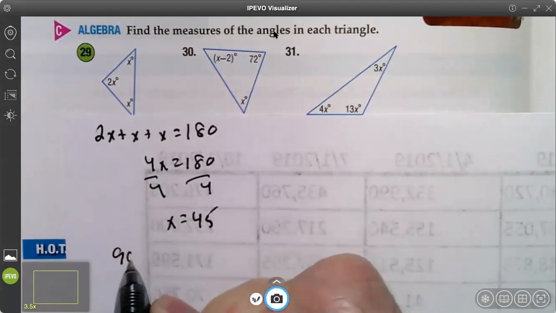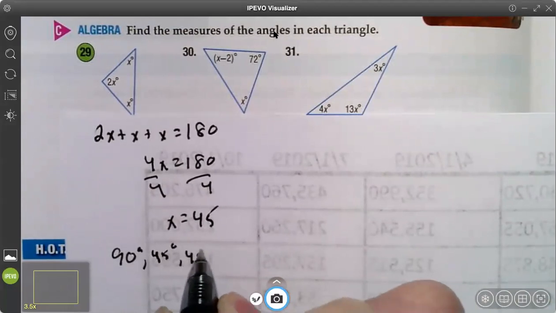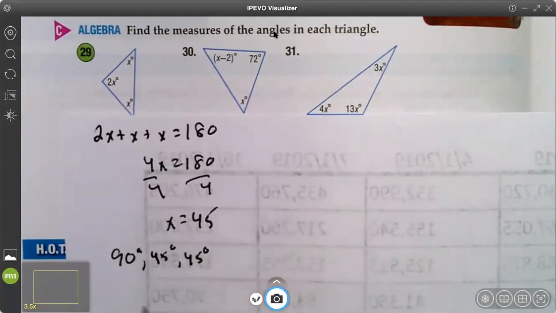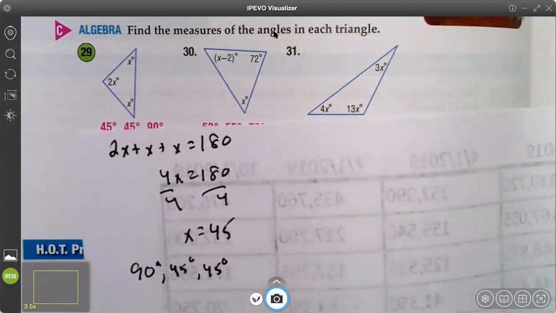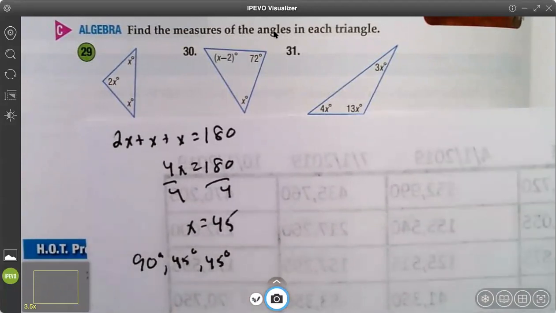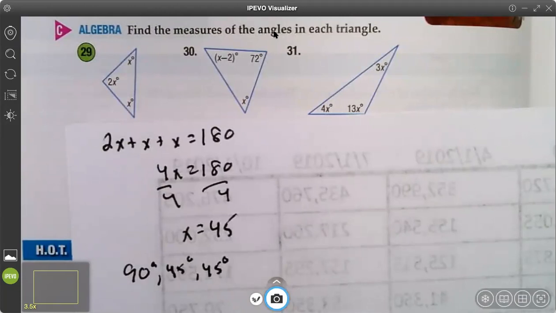So this is a 90, 45, 45 triangle. That makes it a right isosceles triangle. 45, 45, 90, and it is a right isosceles triangle. Try number 30. Try to find first x using an equation, then find all the angle measures, and then classify it.